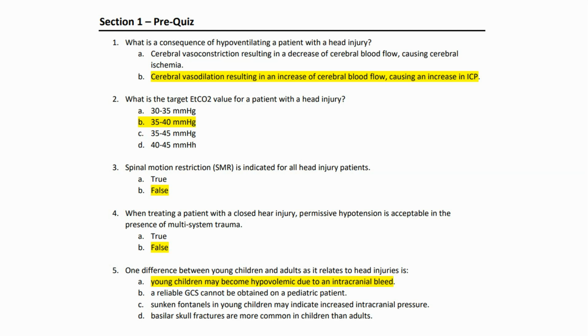Number four, when treating a patient with a closed head injury, permissive hypotension is acceptable in the presence of a multisystem trauma. And again, that is false. We want to maintain those higher target systolic blood pressures of at least 110. And number five, one difference between young children and adults as it relates to head injuries is that young children may become hypovolemic due to an intracranial bleed, right? The relative amount of space within the cranial vault is enough to allow them to actually hemorrhage and go into a hypovolemic state.